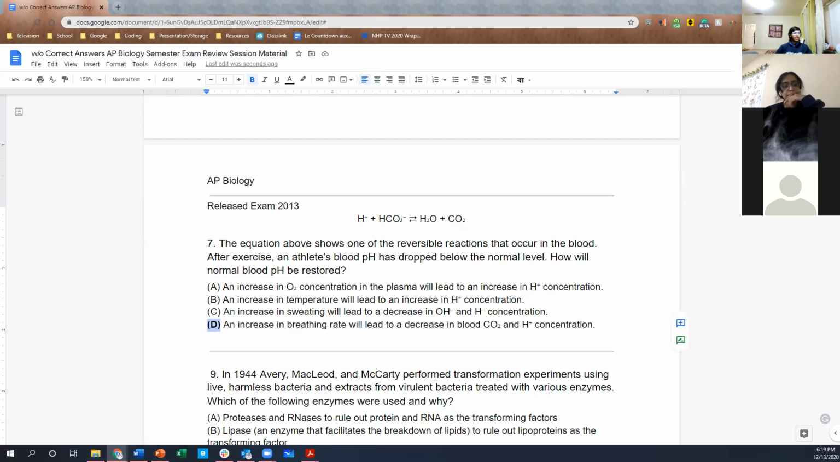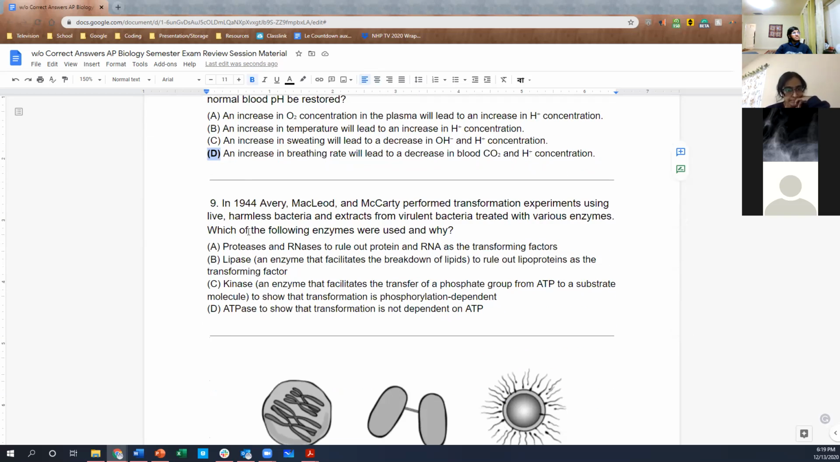Gotcha, okay. In 1944, Avery, MacLeod, and McCarty performed transformation experiments. We haven't learned about this yet, but we can try. Using live harmless bacteria and extracts from virulent bacteria treated with various enzymes. Oh, actually, I think this part we haven't learned about the transforming factor, but the part about enzymes we have. So we can definitely answer this question. Which of the following enzymes were used and why?